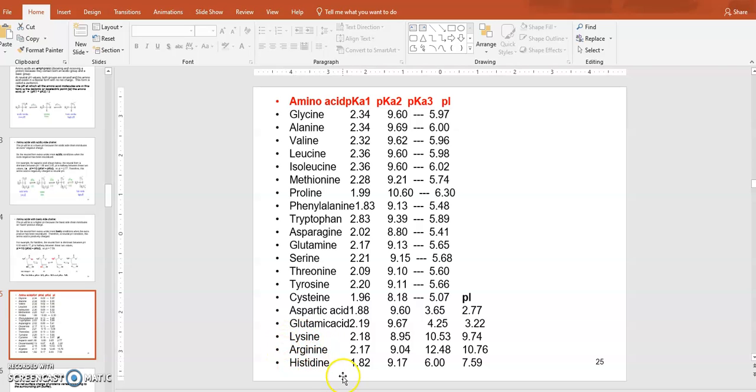Lysine and arginine are basic amino acids. So at these basic pHs, their pi values are set.